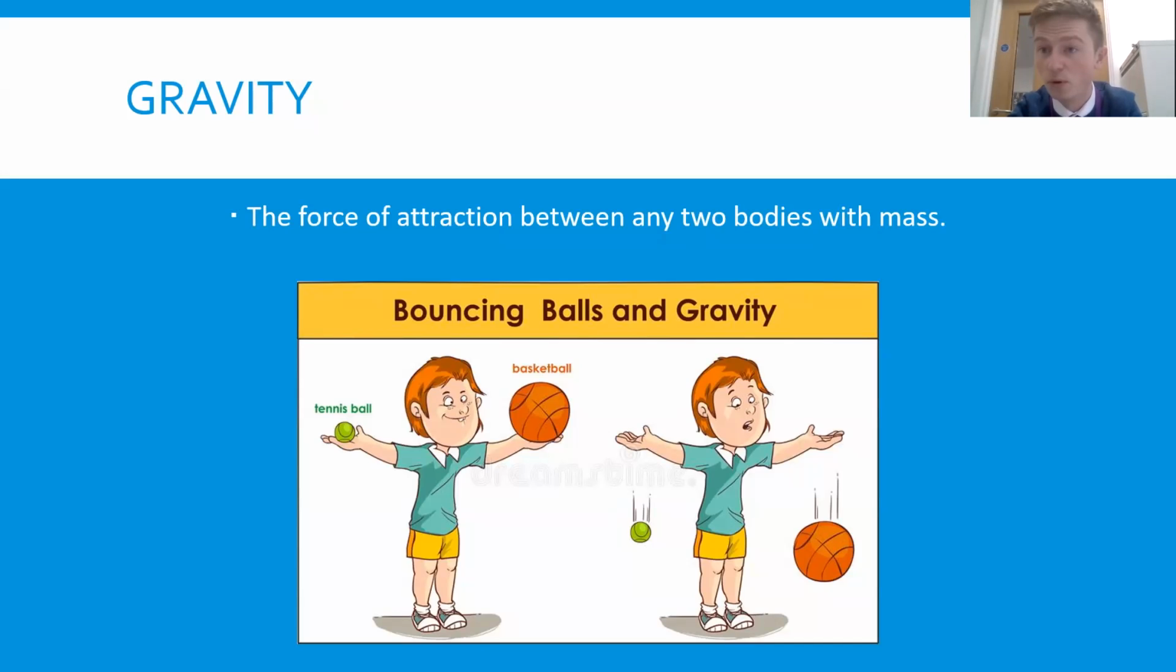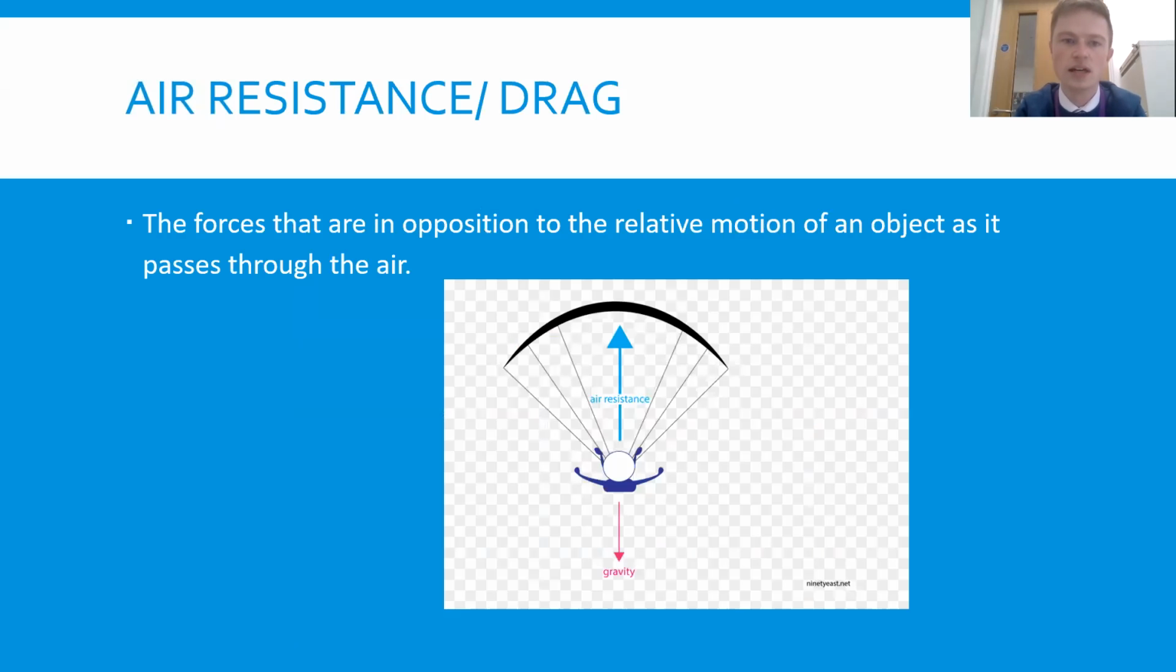So with our basketball, the basketball has mass and the earth has mass, and they've attracted, so the basketball has fallen because it's been let go by a student. They've attracted together.